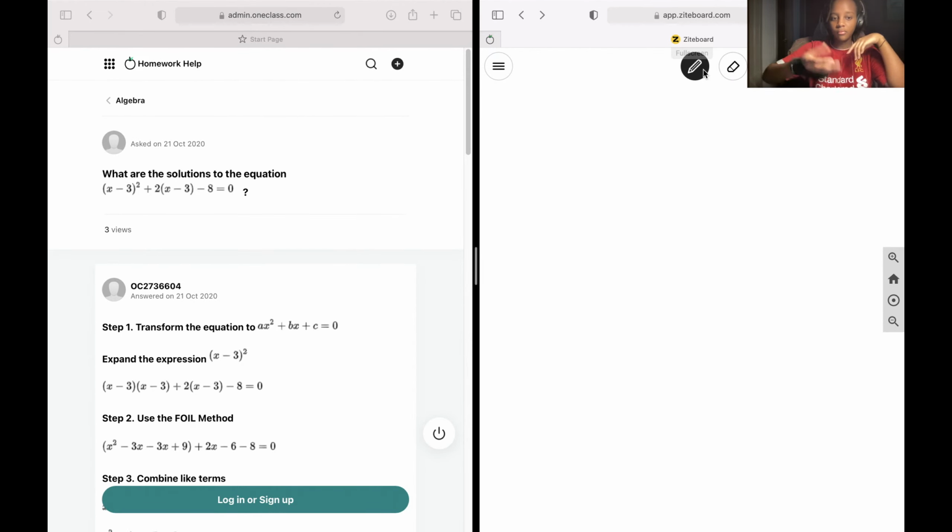And now let's just back substitute: x minus 3 is equal to -4 and x minus 3 is equal to 2. When we bring the 3's over, we get x1 at -4 plus 3, so that's going to be -1, and x2 at 2 plus 3, which is going to be 5.